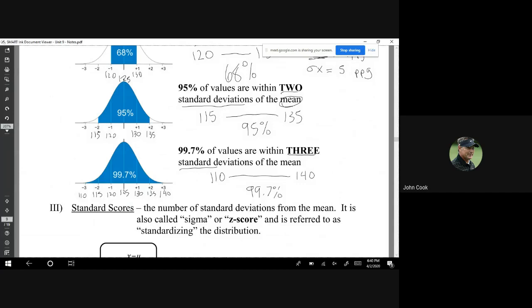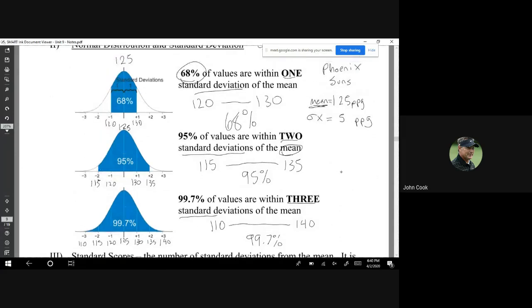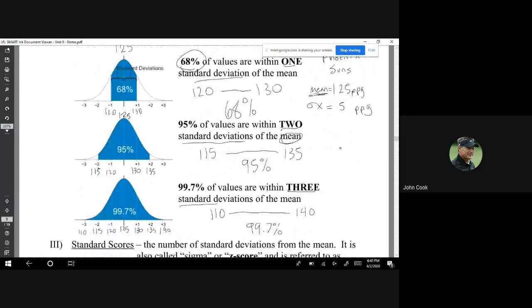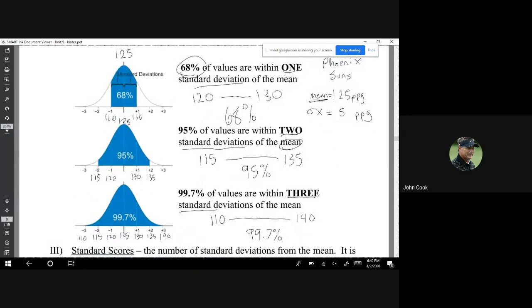So I hope that that makes sense to you in terms of using a little bit of a demonstration with this empirical rule. It's pretty easy stuff. Just make sure that you remember those values: 68% for 1 standard deviation up and down, 95% for up and down by 2 standard deviations, and then 99.7% going up and down by 3 standard deviations.